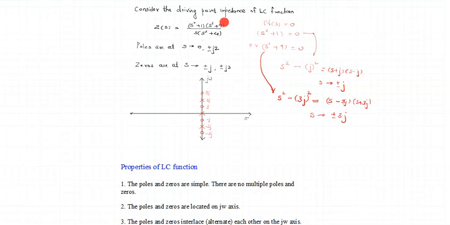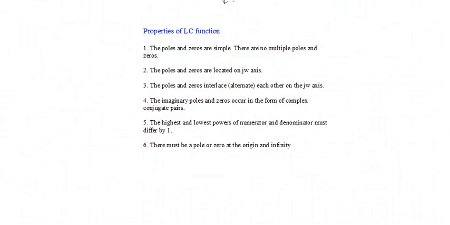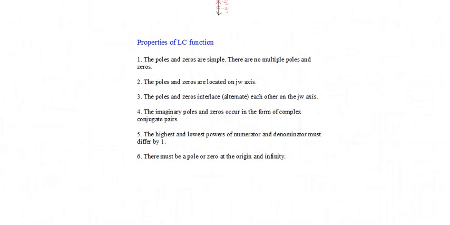So even from the given transfer function, if we look at the power of the numerator and denominator, for an LC function, the numerator and the denominator power always differs by 1. And the last property says that there must be a pole or a zero at origin and infinity.